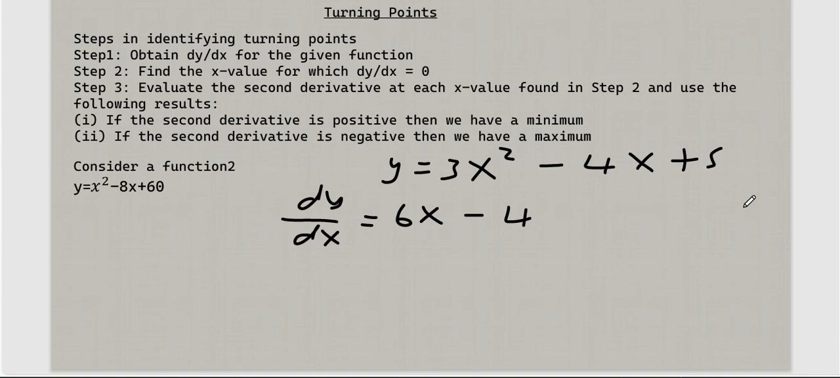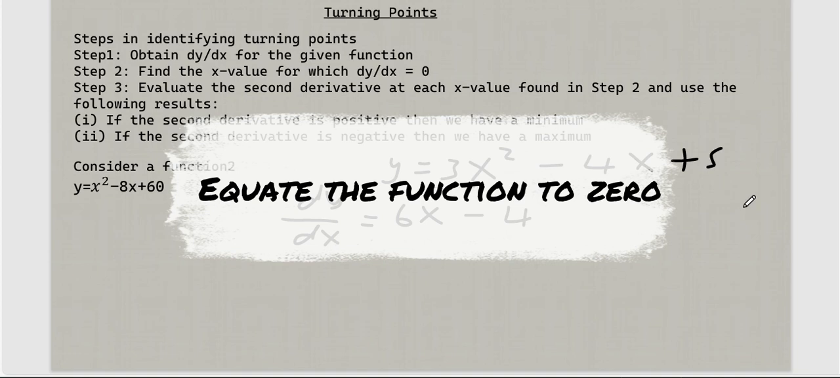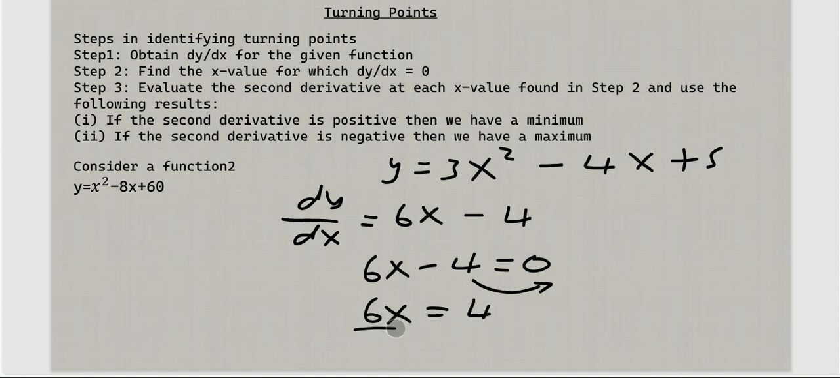Having found your dy by dx, the next thing is to equate the function you've gotten from differentiating to 0. So this will be 6x minus 4 is equal to 0. Of course you take this 4 to the other side, so you have 6x is equal to 4. Divide by 6 on both sides, so that now you get x is equal to 2 over 3 or 0.67. So the value of x where the gradient is 0 is 0.67.